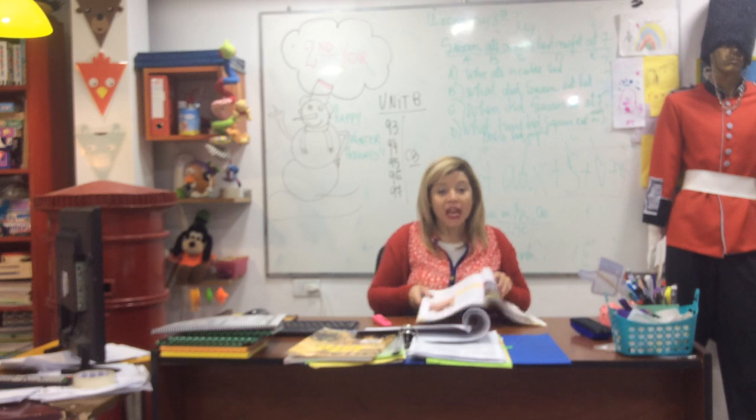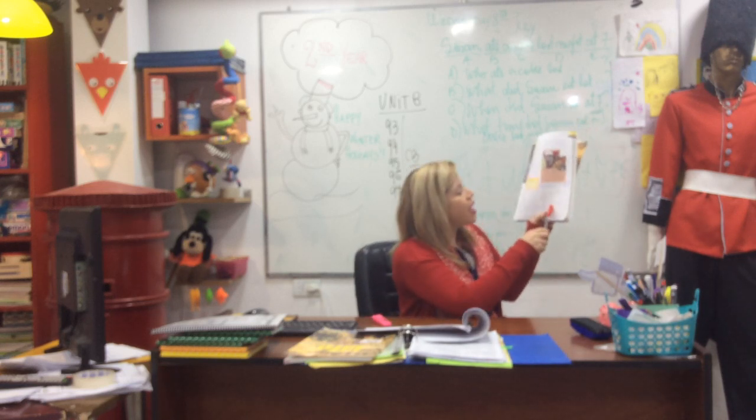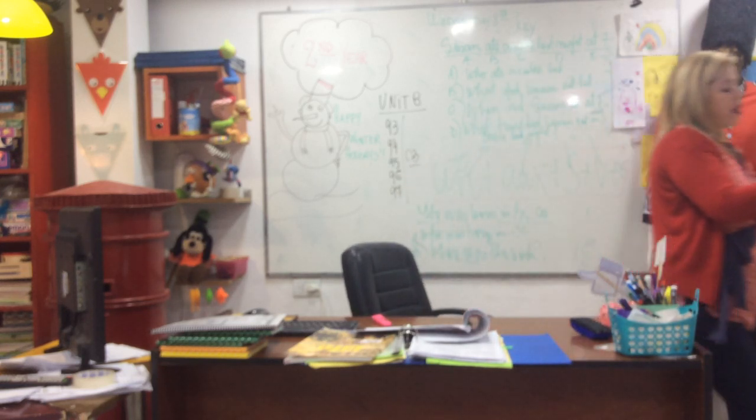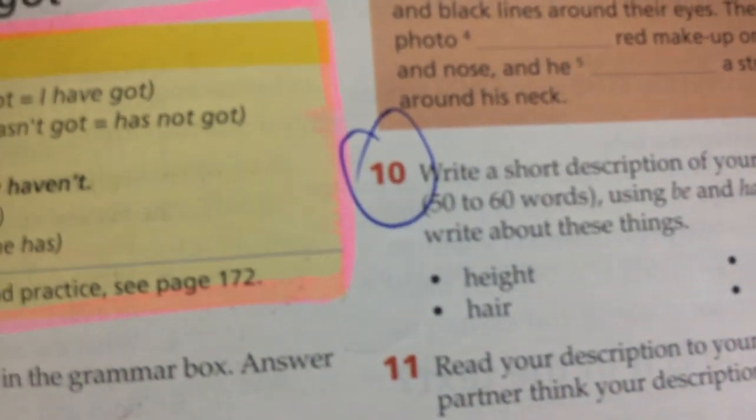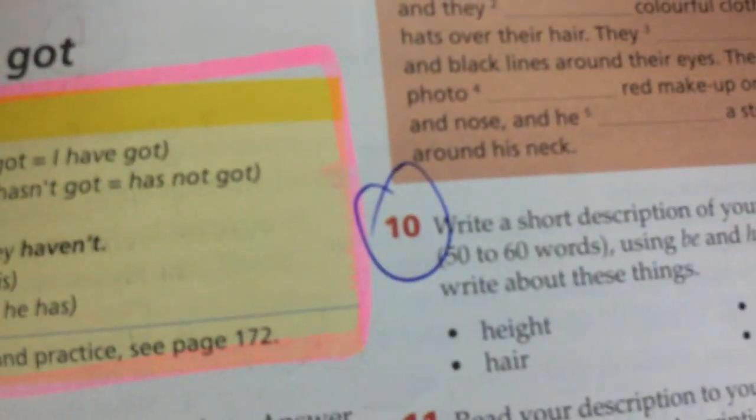Y el número 10 es una de las descripciones que tenés que hacer. Write de 50 palabras, que va a estar asignado para las vacaciones. Write a short description of your appearance, sobre vos, sobre tu apariencia, usando be and have got.